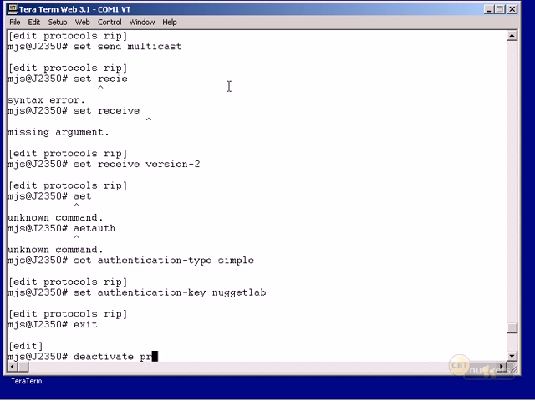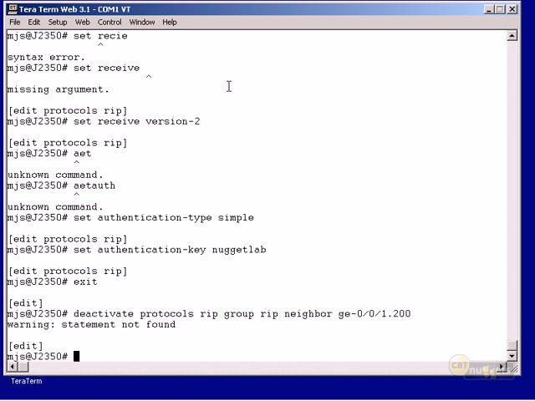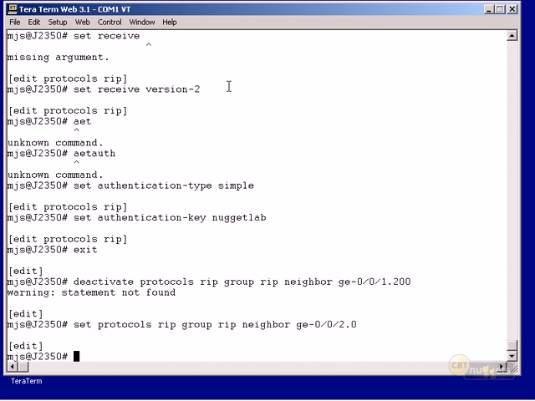So we're going to deactivate protocols RIP, group, RIP, and the neighbor in this case is GigE 0/0/1.200. That's the VLAN over there. And then we want to set the protocols for RIP, group, RIP. And then the neighbor was GigE 0/0/2.0, right? And we'll commit that.